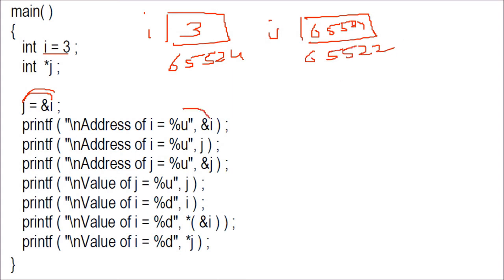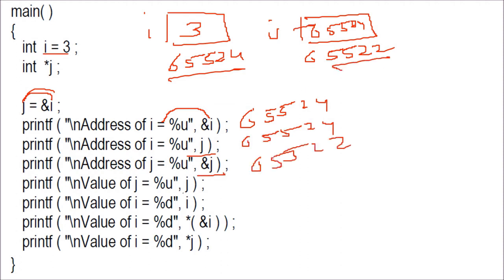Now when you try to print the address of i, what is the address of i? This one, 65524. How about j? j is simple. j holds the address of i, so the value of j is 65524 again. Now what is the address of j? This one, 65522. What is j? j holds this value, 65524. What is i? i is simply 3.